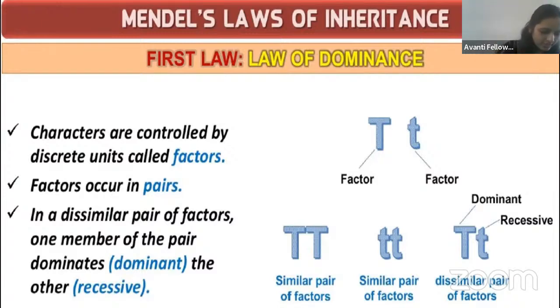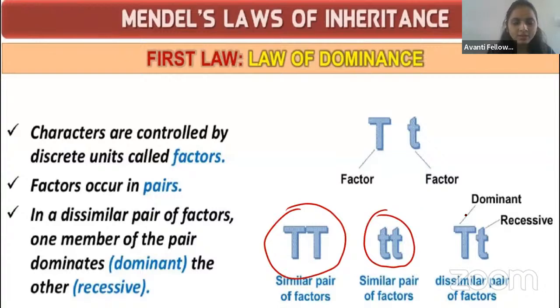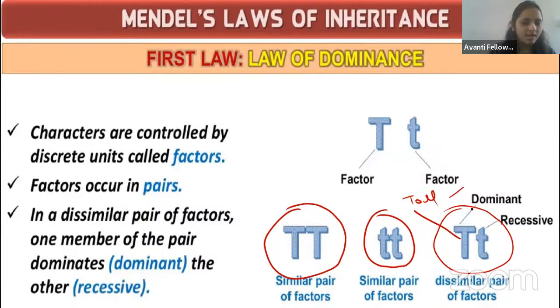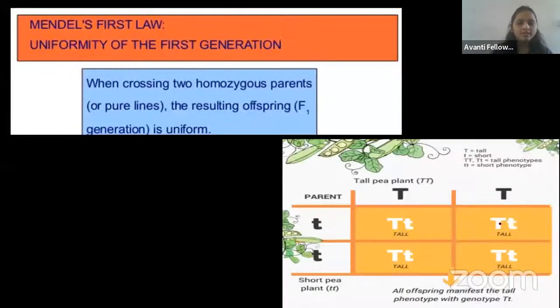Okay. So here you can see capital T, small t is there. Capital T has a similar pair of the character, and small t also has a similar pair. When it has capital T and small t, both are there, but what is expressed is tall, right? The dwarf trait was not expressed, right, guys? So that is what the law of dominance tells us. It will inhibit the expression of the small t. Okay, guys, fine. When crossing two homozygous parents, the resulting offspring are uniform. That is called uniformity. That is not important.